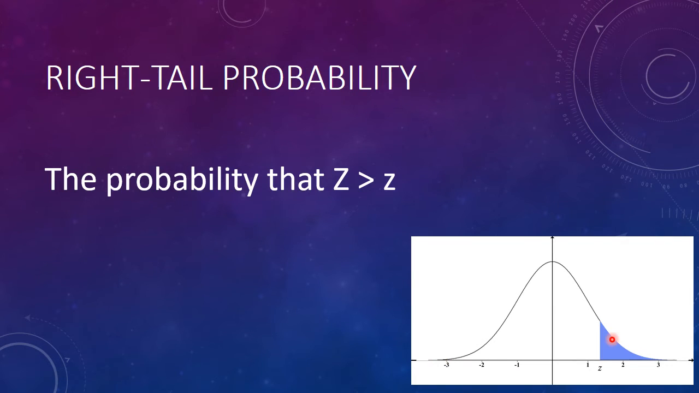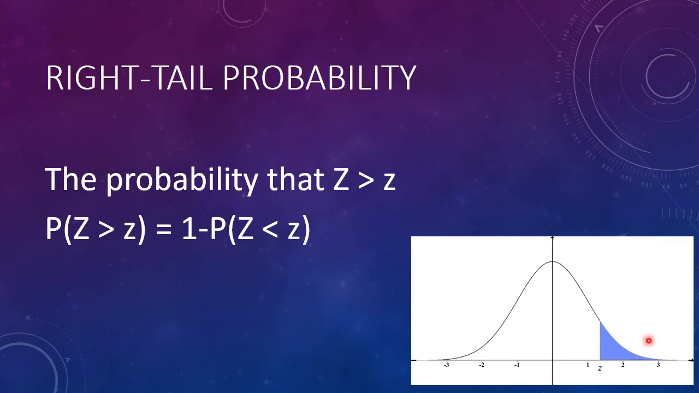So if we want to find this area here on the right, we can take 1 and subtract away the left tail probability that corresponds to this section over here on the left. What's left is the blue region that we're looking for.